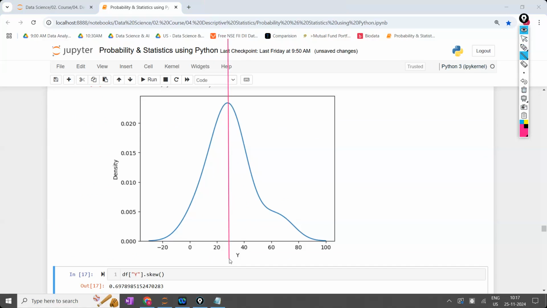Okay. Now, left side and right side, same thing is there. Now, which side are you having more amount of tail? Tail is on which side? Tail means the curve extension. Which side are you having? Right side. So it is called right skewed.